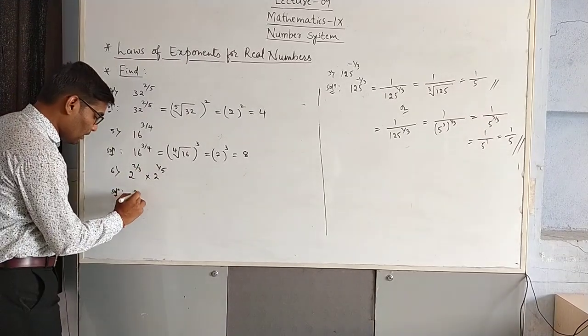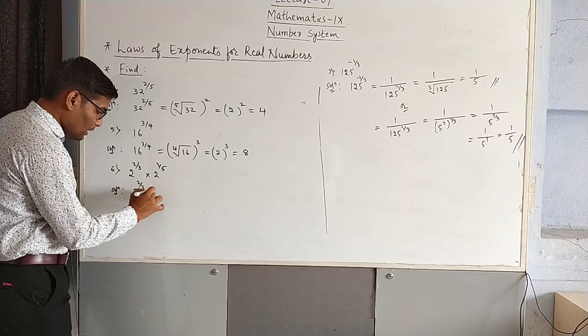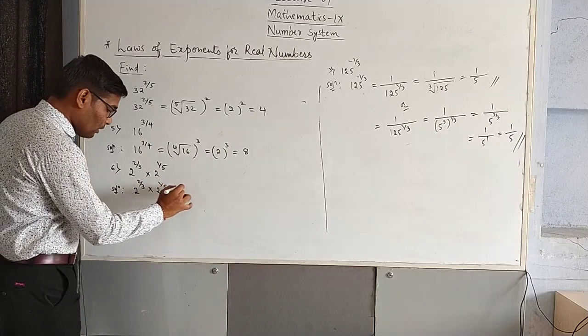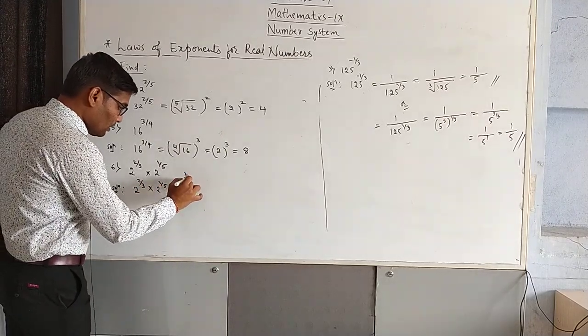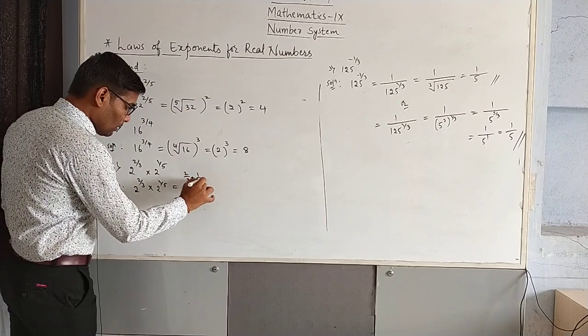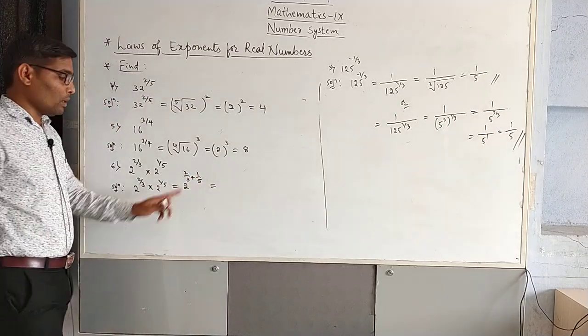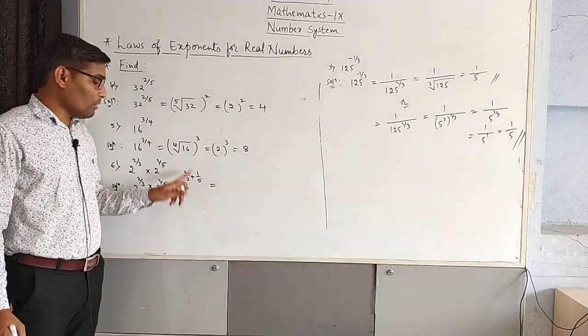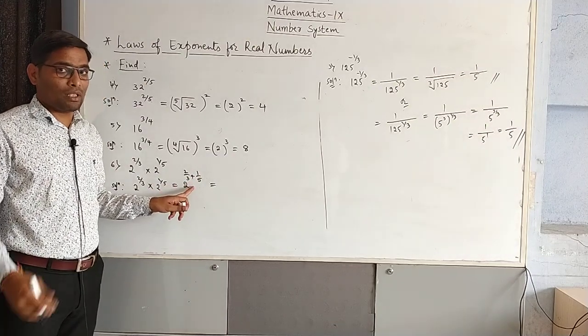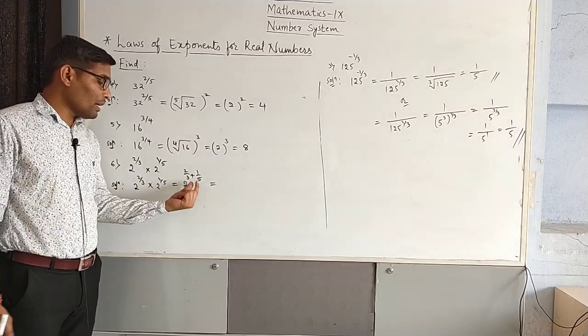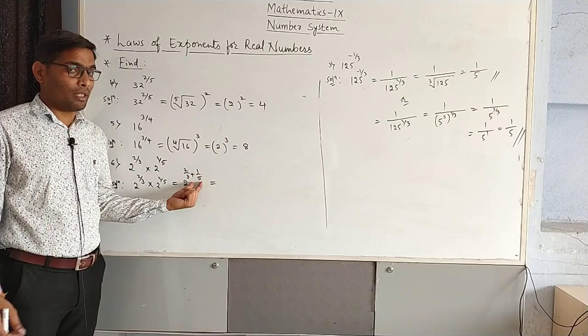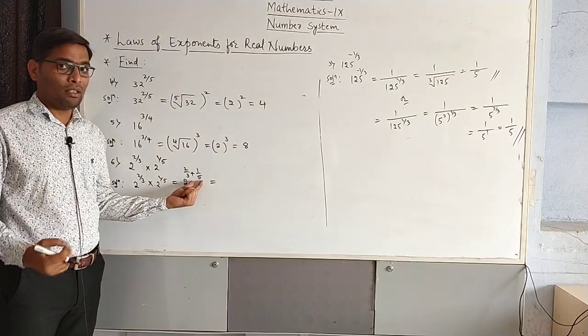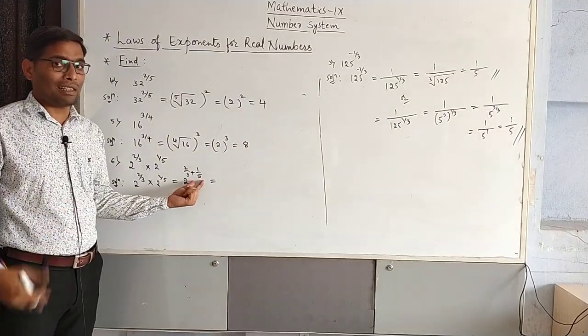Let's add the powers. 2 to the power 2 by 3 into 2 to the power 1 by 5 equals 2 to the power 2 by 3 plus 1 by 5. And here look at the powers. The powers are in fraction form, and we know how to add fractions. To add fractions, the denominator must be same, but here the denominators are different. So if the denominators are different, we need to take the LCM.